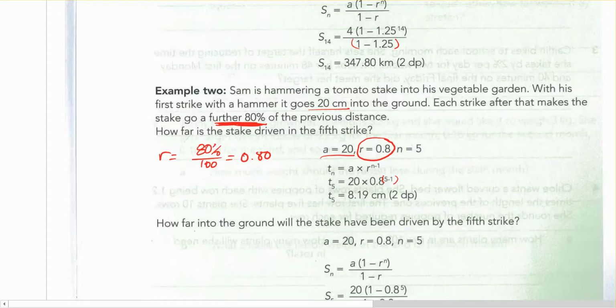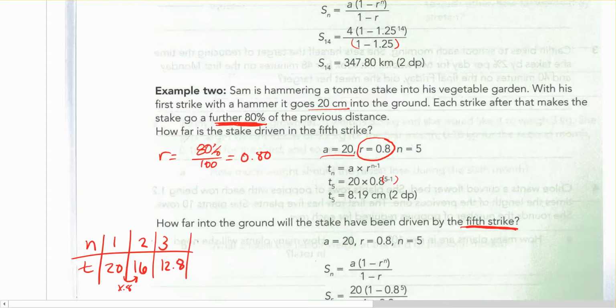And the second part, how far into the ground will the stake have been driven by the 5th strike? Okay, so think about this. On the first blow, he puts it in 20 centimeters into the ground. On the second one, well, it's going to be 20 times 0.8. So we're going to have 16, because we're timesing by 0.8 each time. And the third, we're going to get 12.8, and you keep going, and out to the fifth strike.